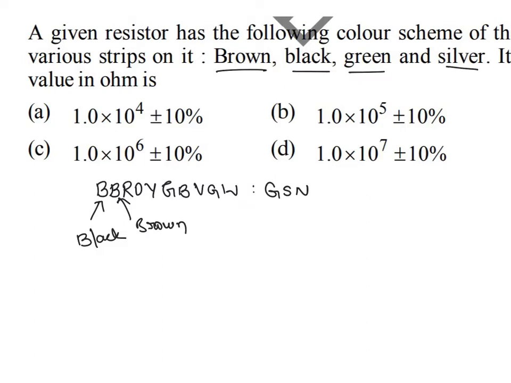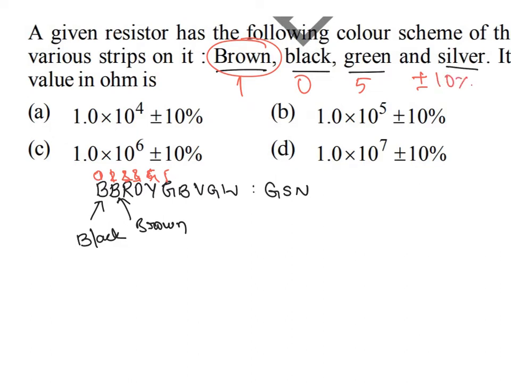See here, the first one is brown. So for brown it is 1, right? And for black it is 0. And for green it is 0, 1, 2, 3, 4, and it is 5. This is the reason why for green it is 5. And silver, it is plus or minus 10%, correct?